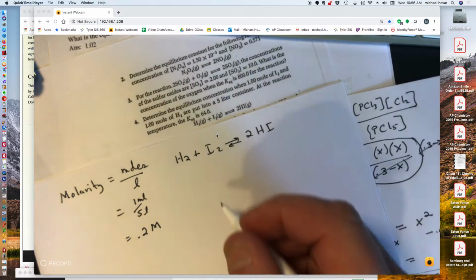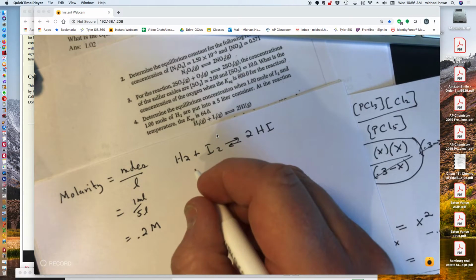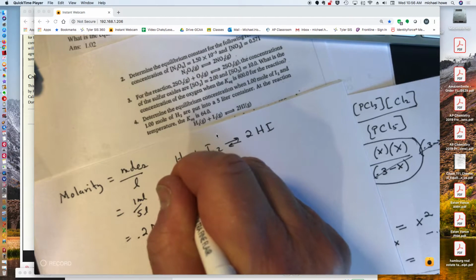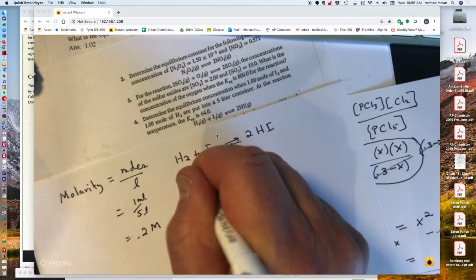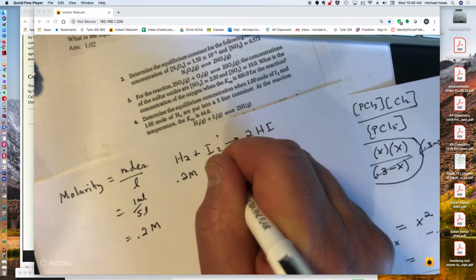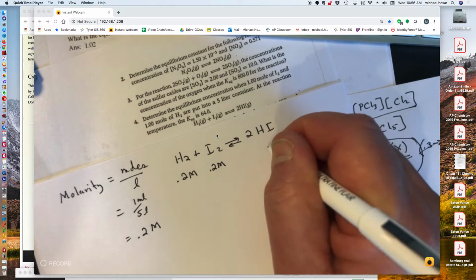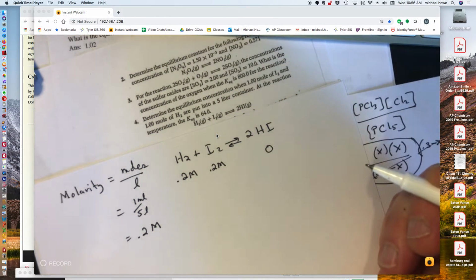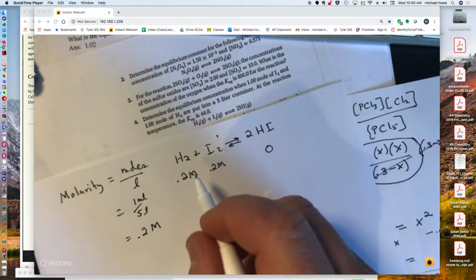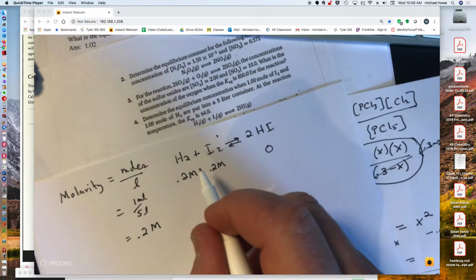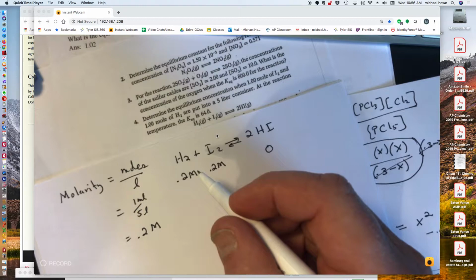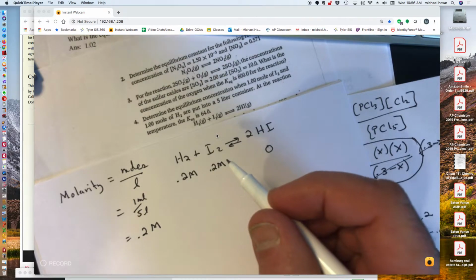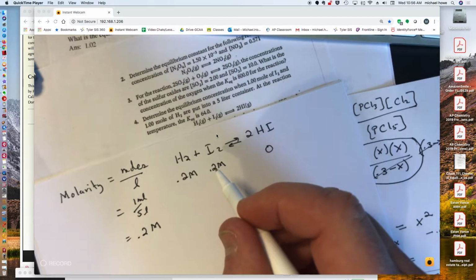All right, so I'm going to write down what I'm given. I have 0.2 moles per liter of the hydrogen, 0.2 moles per liter of the iodine, and I don't have any of the HI initially. We know, though, that since this is an equilibrium reaction, some of the 0.2s are going to react and turn into HI. We just don't know how much, but we know some is.